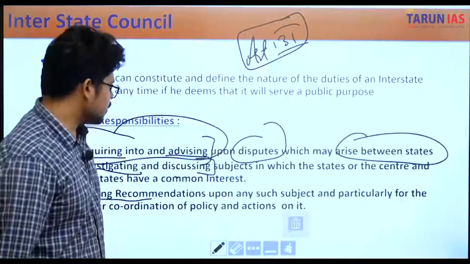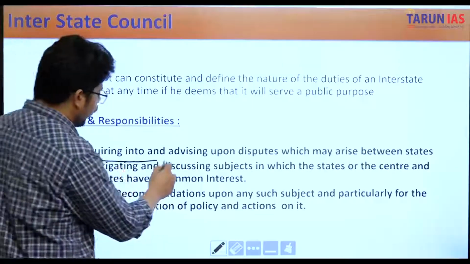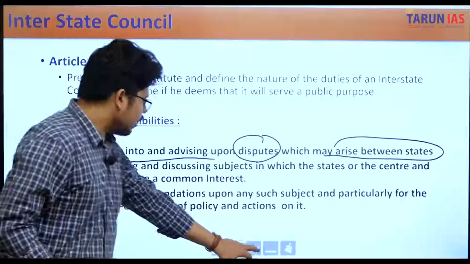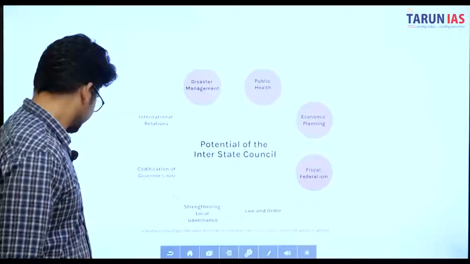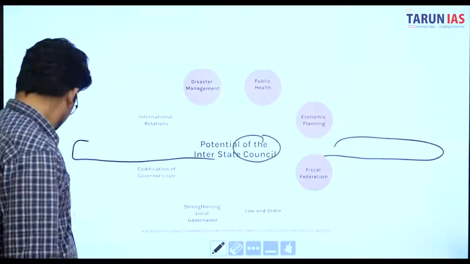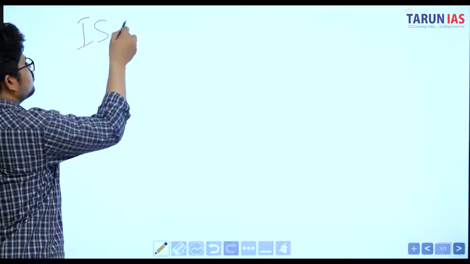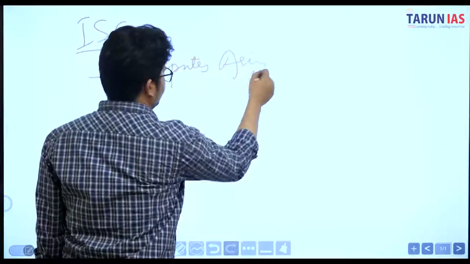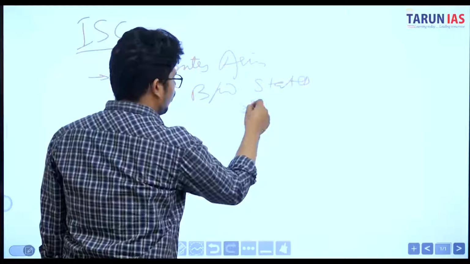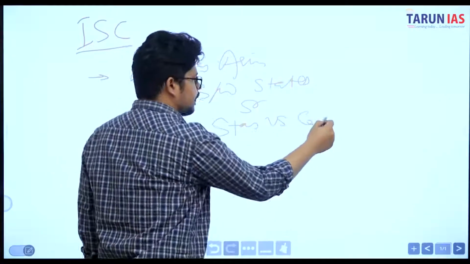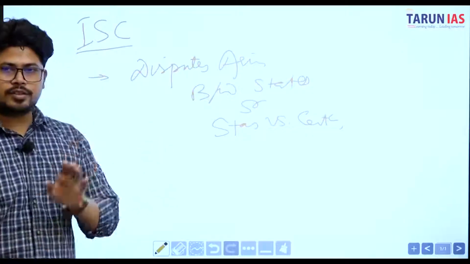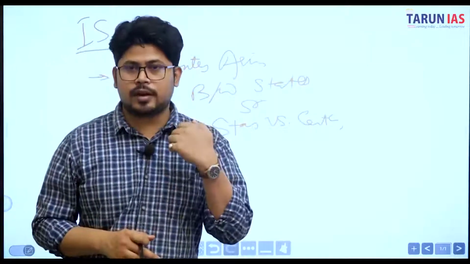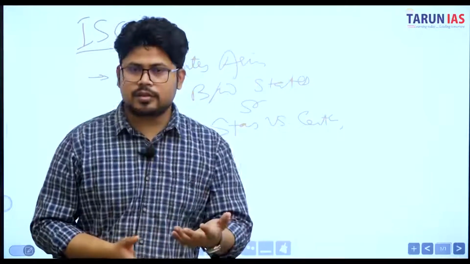Now I am talking about this point: inquiring into and advising upon the disputes which may arise between the states, or between the states and the center. If we talk about that, the role of the Interstate Council is to inquire into and advise upon disputes arising between states, or states versus the center. In such cases, the Interstate Council has the right to inquire into and advise the center and the state, or the conflicting parties, and arrive at a decision as to what should be done.